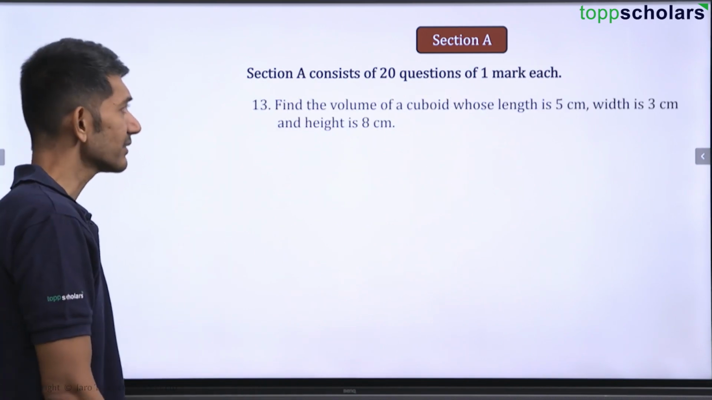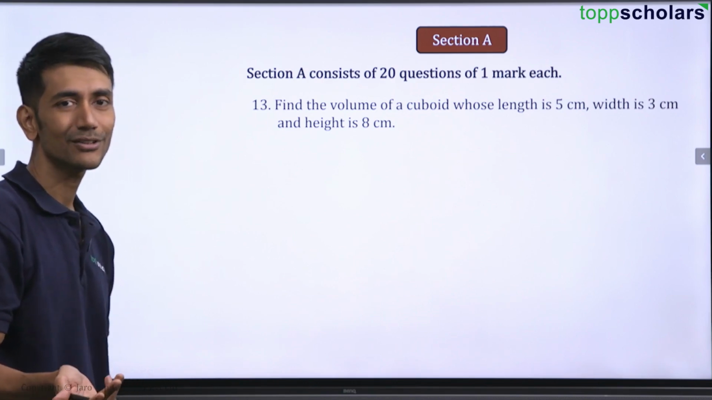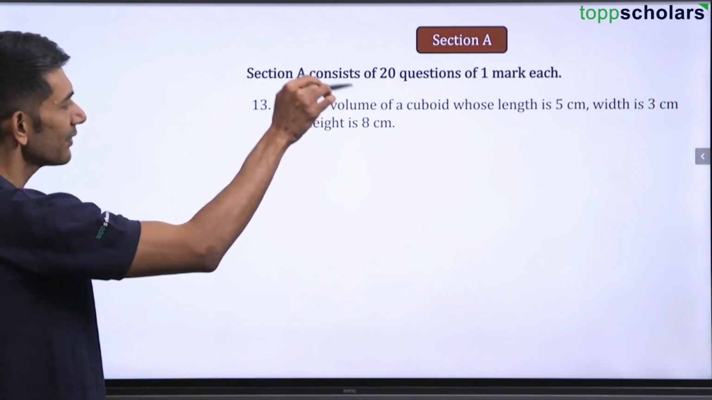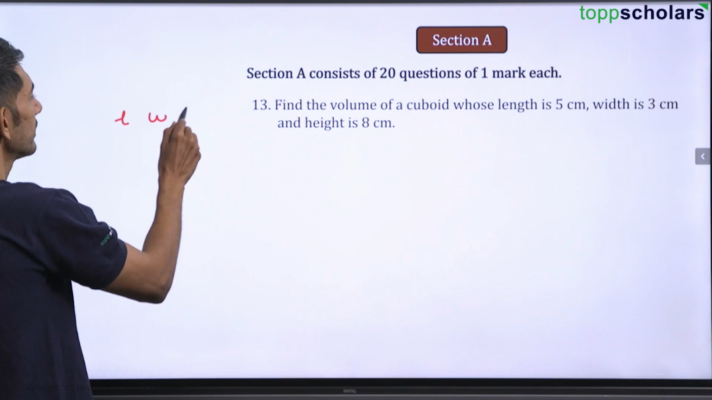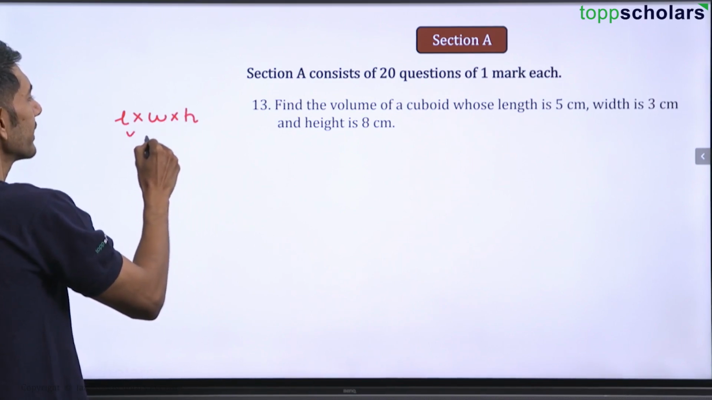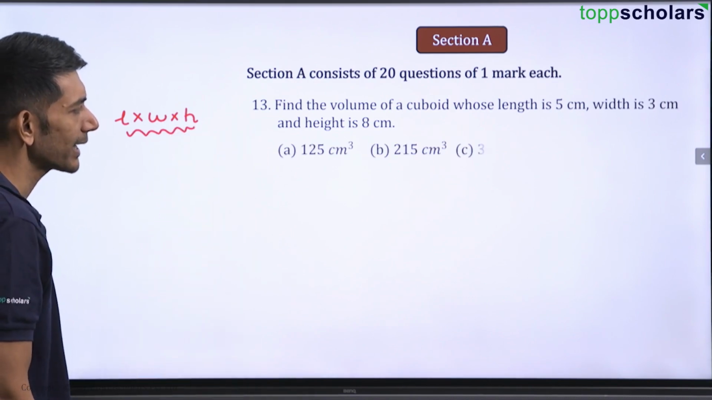The next question says, find the volume of a cuboid. Now see, such a simple question, volume of a cuboid. We already know the volume of a cuboid is given by length into width into height. So once you know length, width, height, and once you take the product of them, all you're going to get is the volume of the cuboid. So let us see the options and let us solve this very quickly.